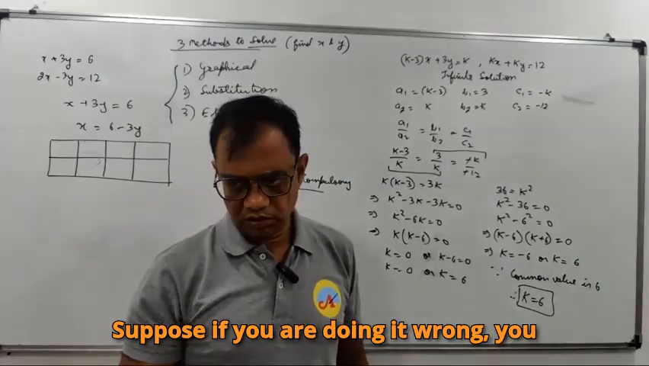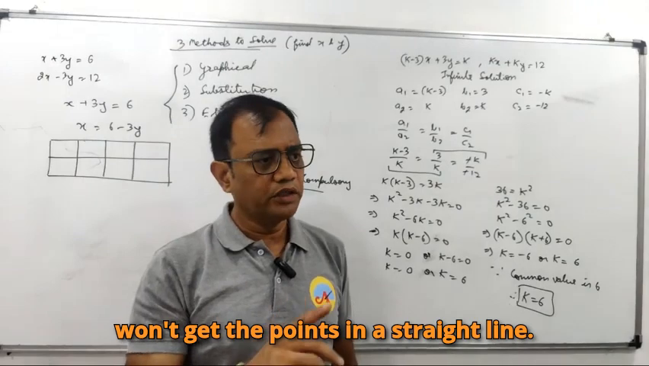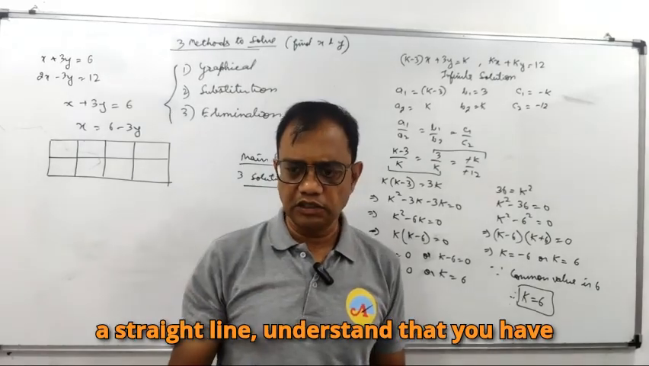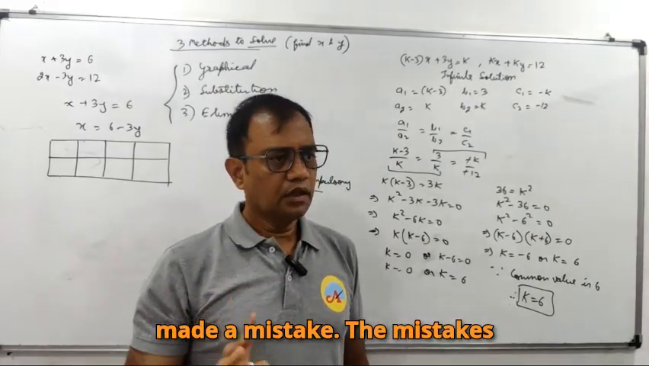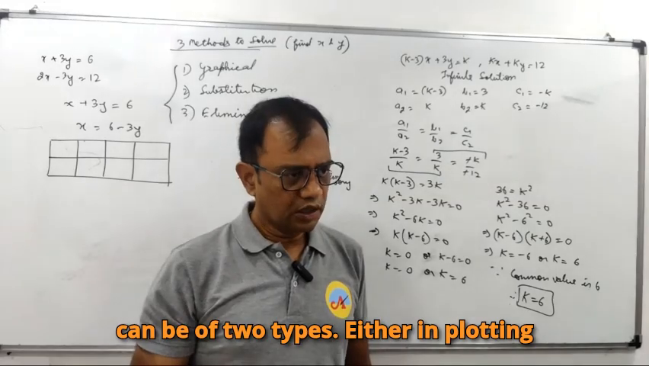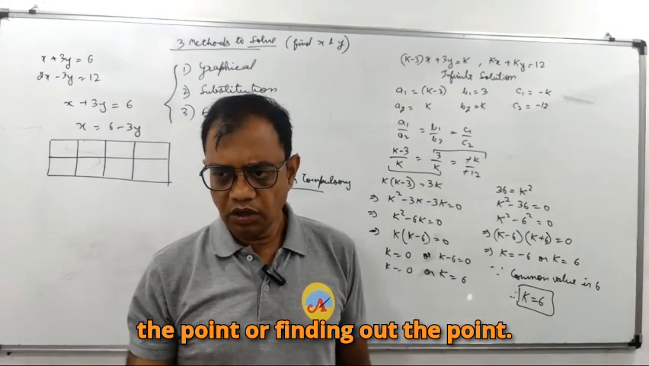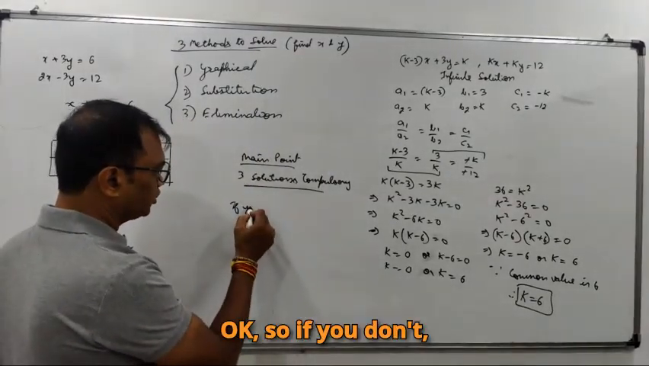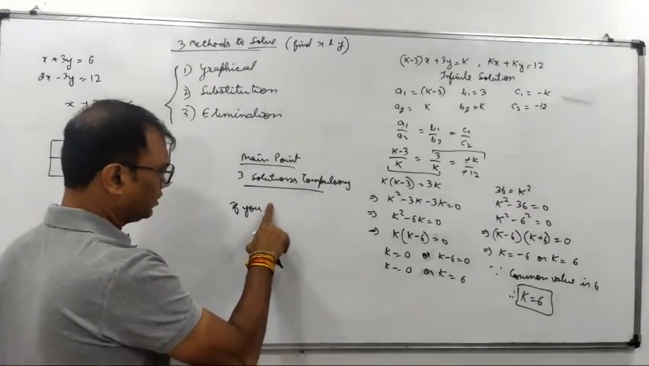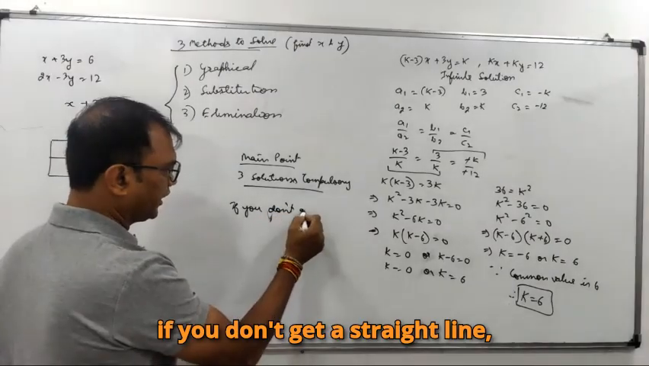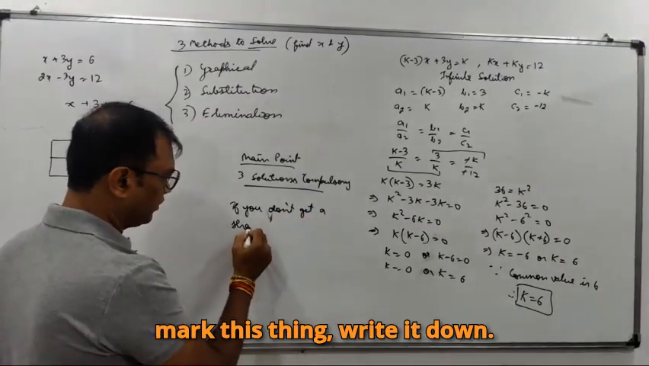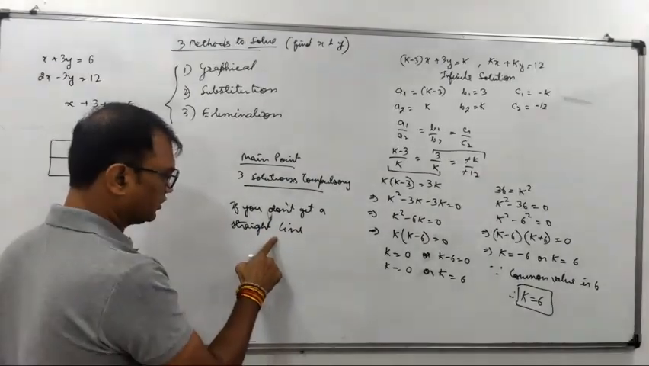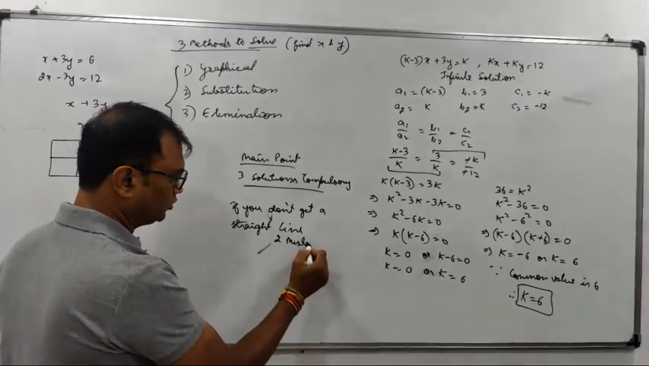Suppose you are doing it wrong, you won't get the points in a straight line. If you don't get all the 3 points on a straight line, understand that you have made a mistake. The mistakes can be of two types, either in plotting the point or finding out the point. Okay, so if you don't get a straight line, mark this, write it down. Two mistakes.